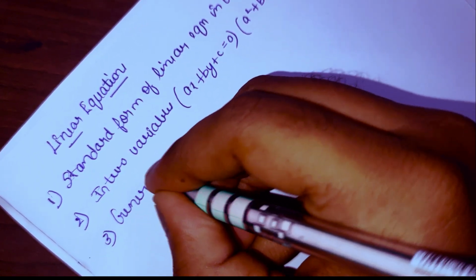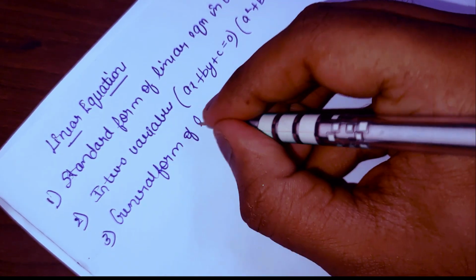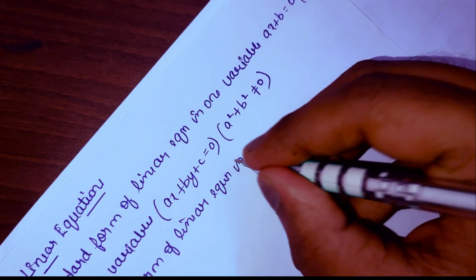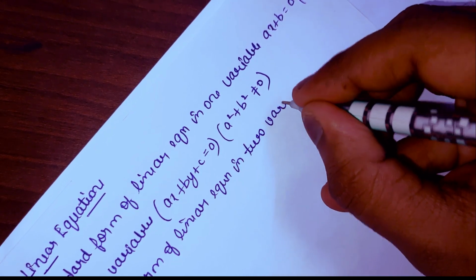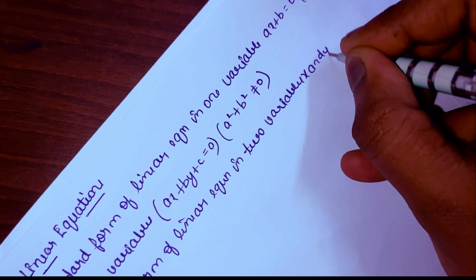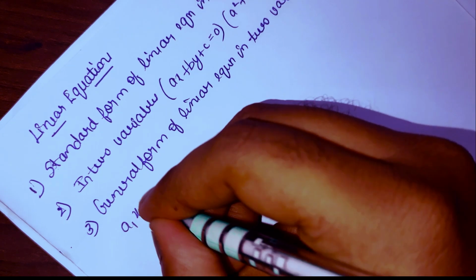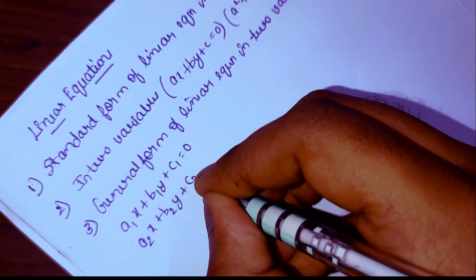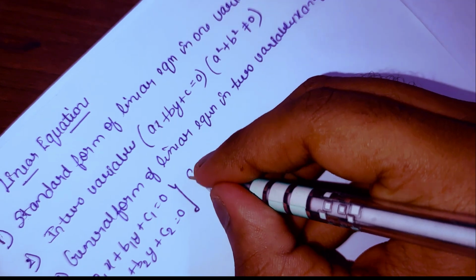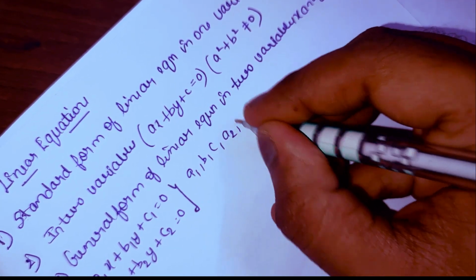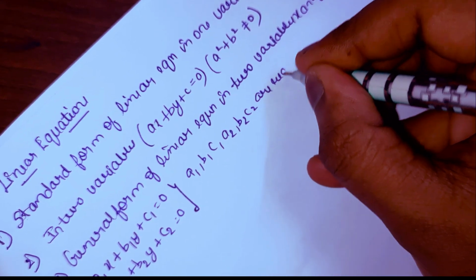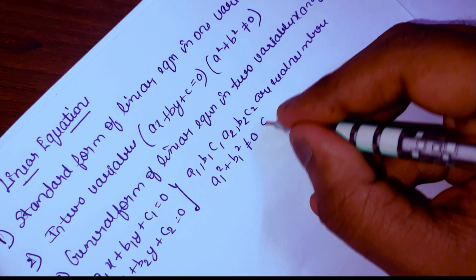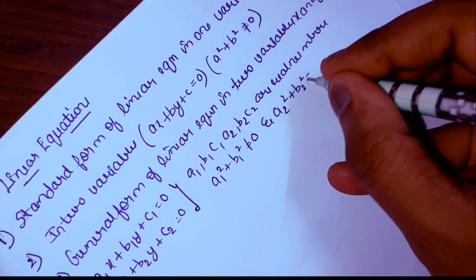General form of linear equation in two variables x and y is a1x plus b1y plus c1 is equal to 0, a2x plus b2y plus c2 is equal to 0, and the conditions for these equations are a1, b1, c1, a2, b2 and c2 are real numbers, and a1 square plus b1 square should not be equal to 0, and a2 square plus b2 square should not be equal to 0.